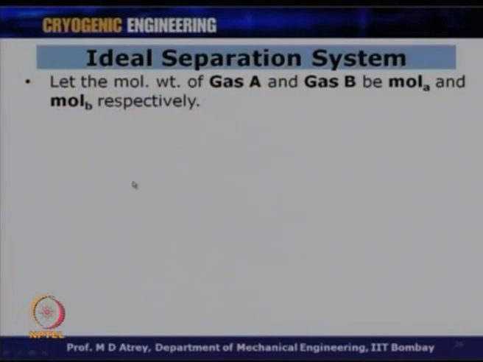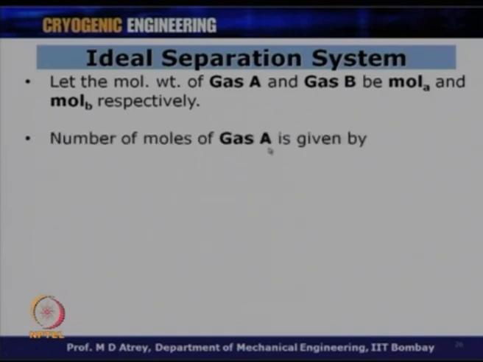So, now let us see the ideal separation system. Let us do the calculations to understand what the work of separation is if one goes for an ideal separation system. Let the molecular weights of gas A and gas B be denoted as mole A and mole B respectively.